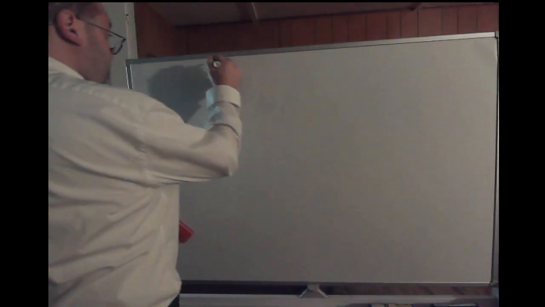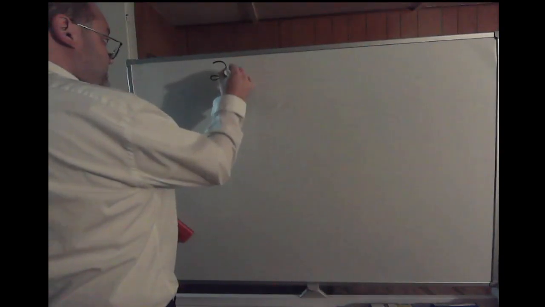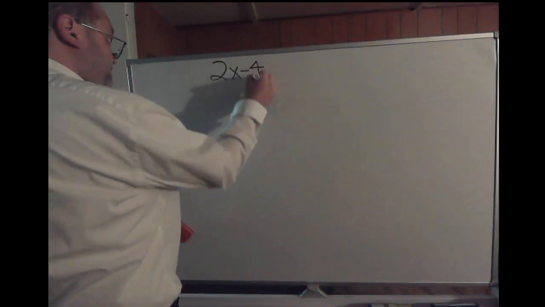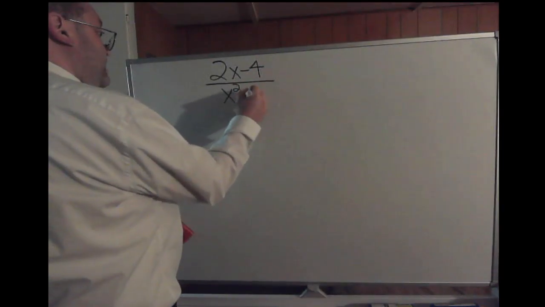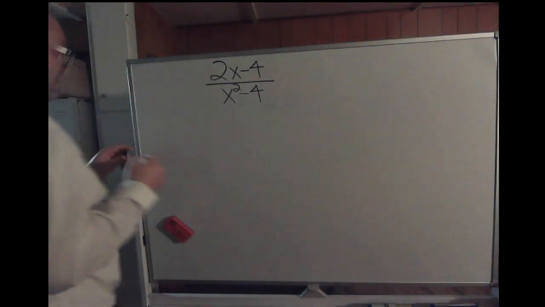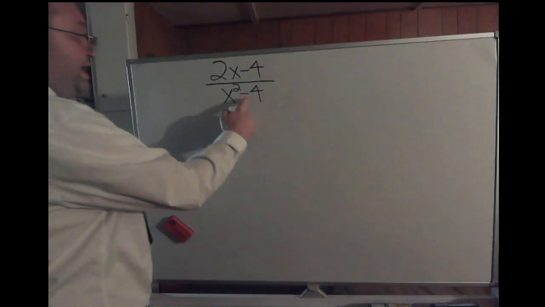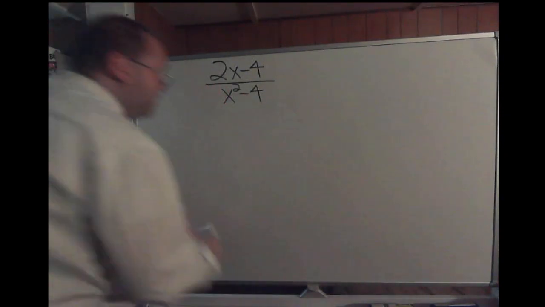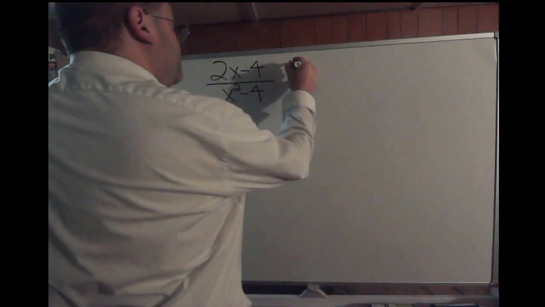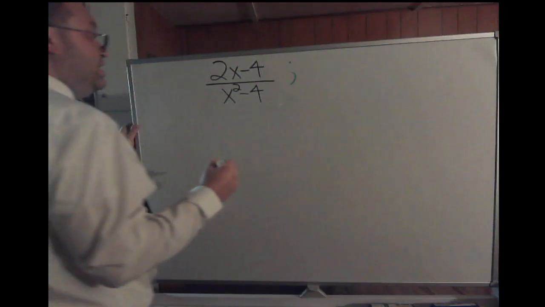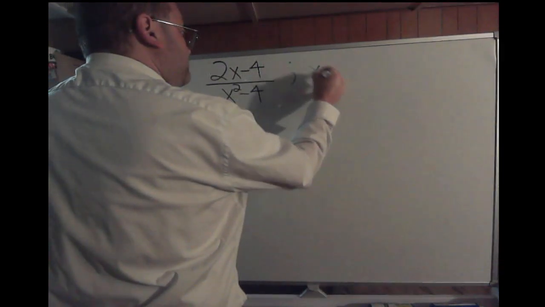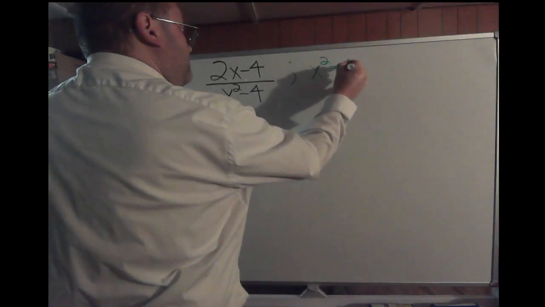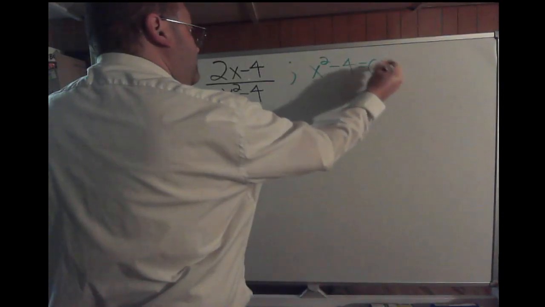All right. So we have 2x minus 4 all over x squared minus 4. So now we have a quadratic in the denominator. Well, like you would any other expression with a variable, you're going to take that denominator, set that equal to 0. So take your x squared minus 4, set that equal to 0.